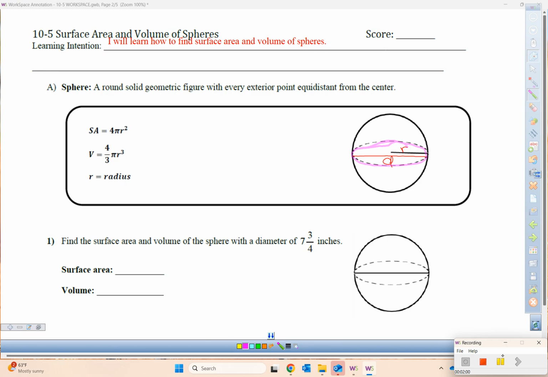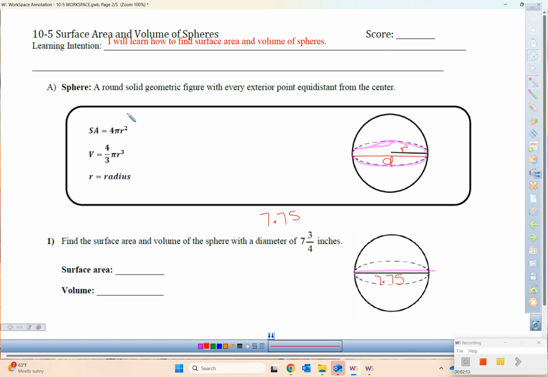All right, so let's go ahead and dive into number one. Number one says find the surface area and volume of the sphere with a diameter of 7 3/4 inches. It's giving us the diameter, and diameter, if we remember, is all the way across. So our diameter is 7 3/4. It's going to be easier if we have this in decimal form, so we take that 3 and divide it by 4, it's 0.75. So this is the same as 7.75, our diameter.